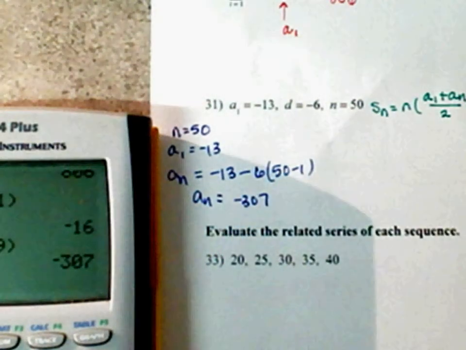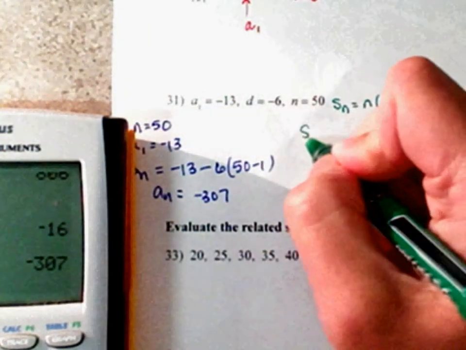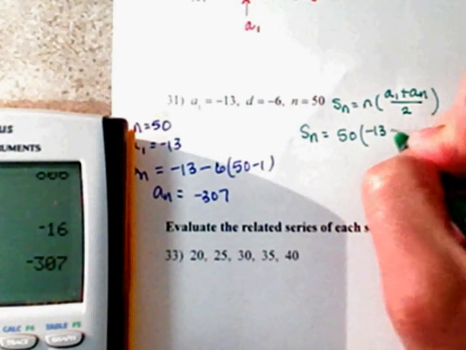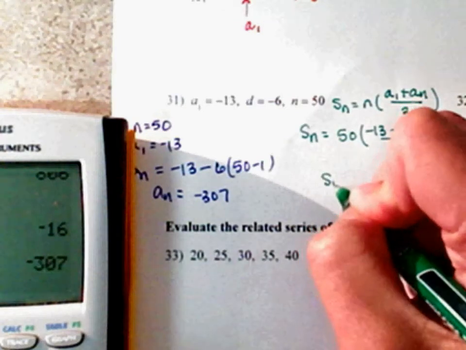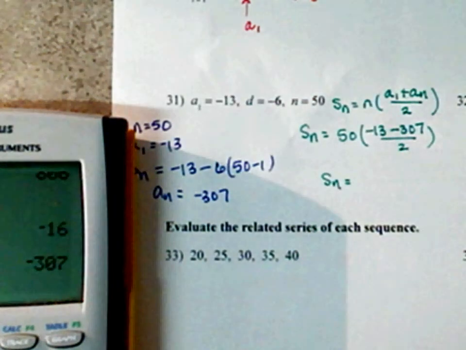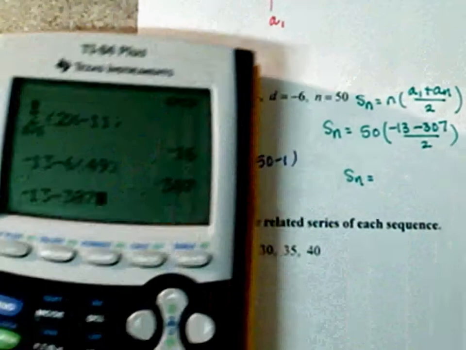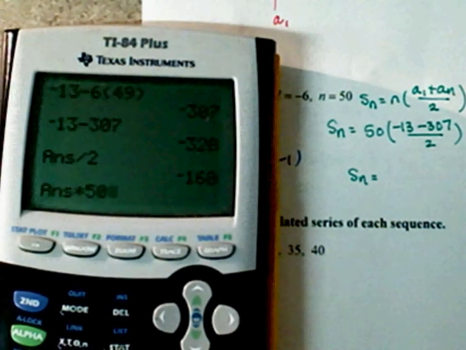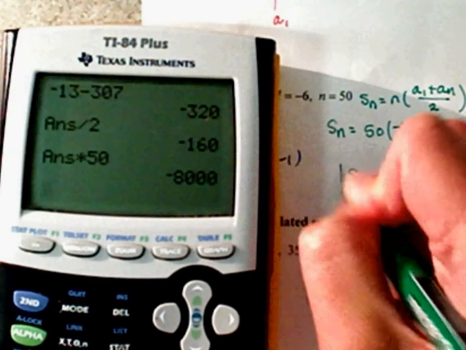Now that you know that, you can use that information to find the sum. So here's my sum. N is 50. First term is negative 13. Plus your last term, negative 307, all of that divided by 2. So when I add it all together, all my 50 terms, this is what I'm going to get. Okay? Now, make sure you do your math correctly, type it in correctly, equal, divide by 2 times 50. That comes out to be negative 8,000.